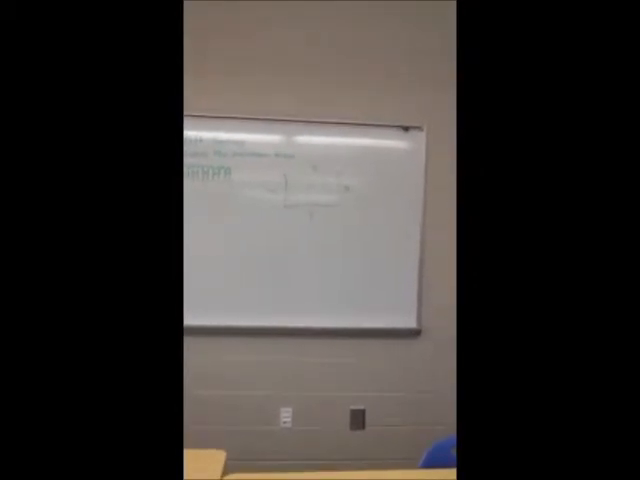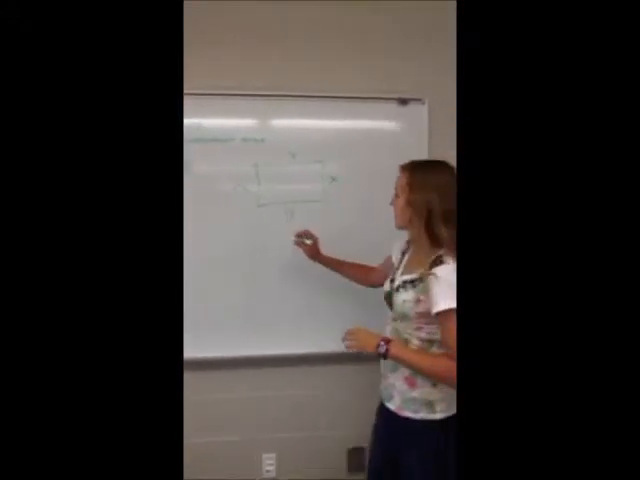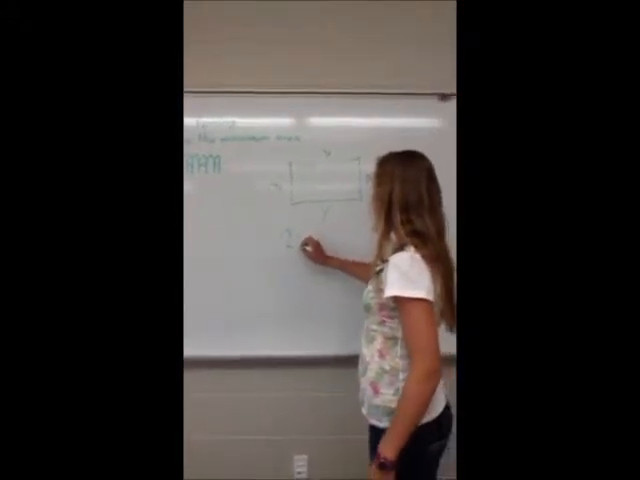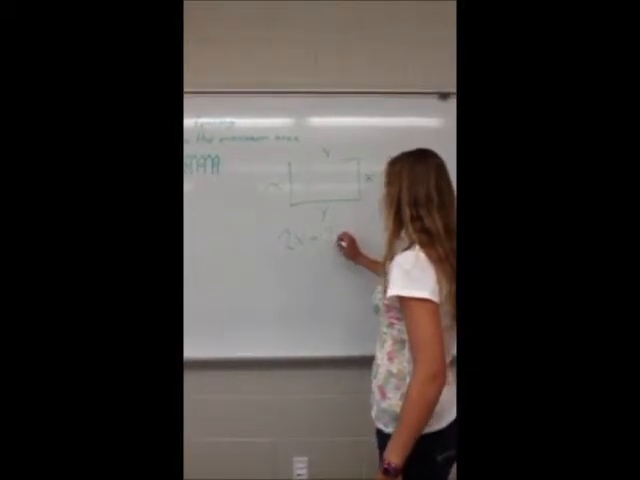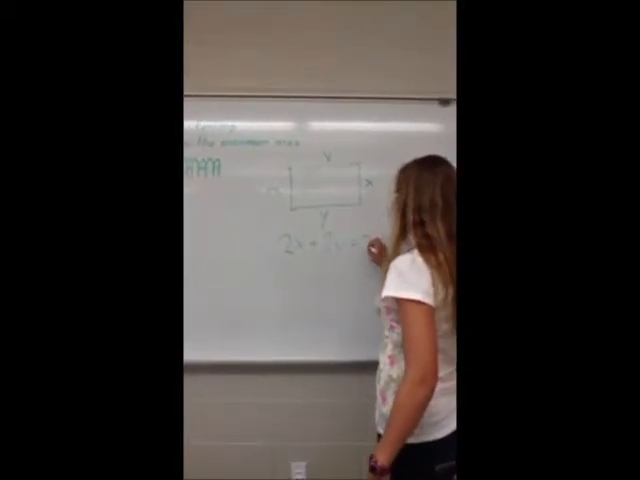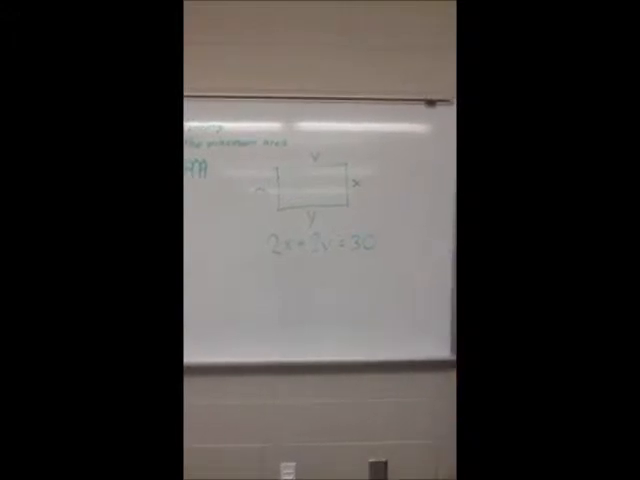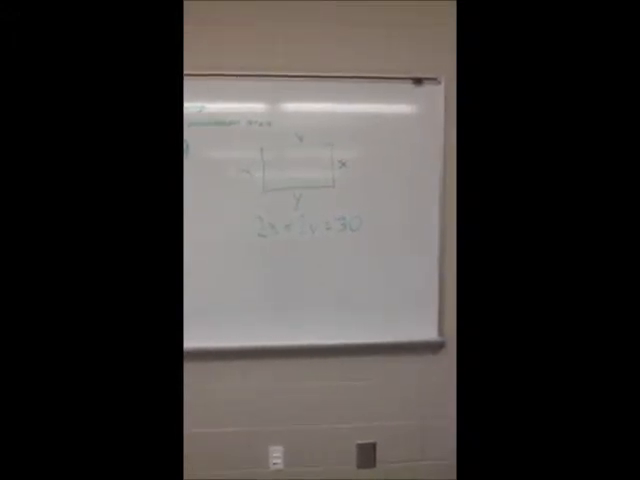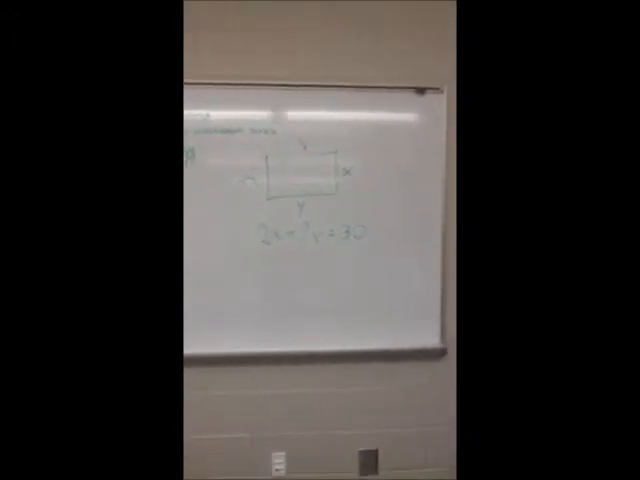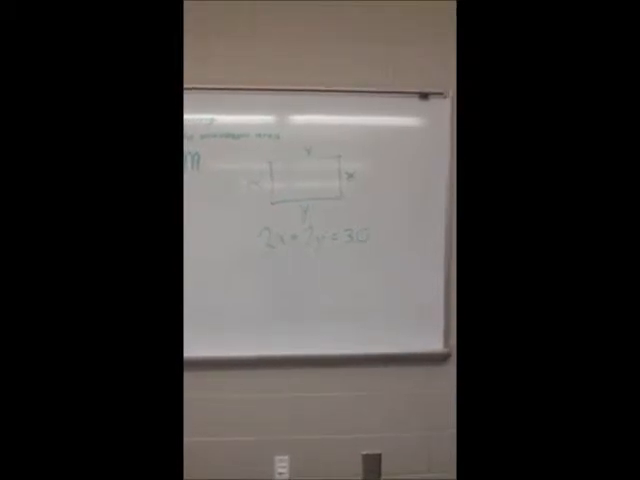Next, in order to come up with a formula for this problem, I would consider the factors involved. Since I know I can only use 30 feet of fencing, I would say 2x plus 2y equals 30. Then, since I know that I'm solving for area, I would say x times y equals area.